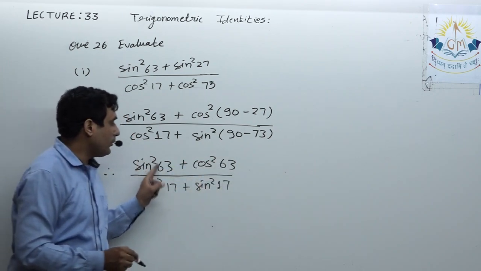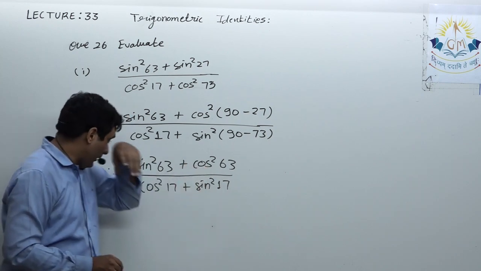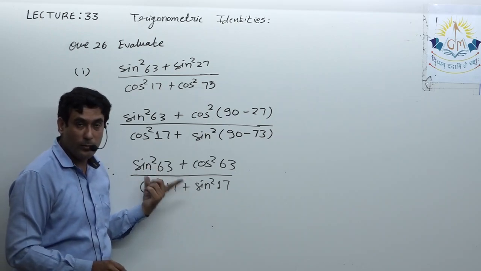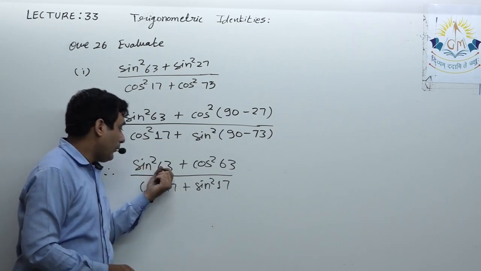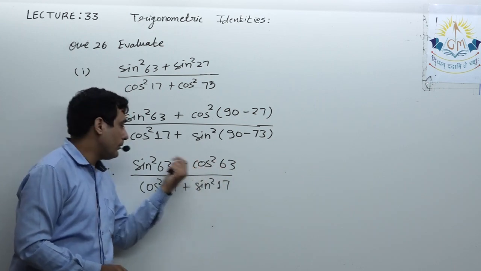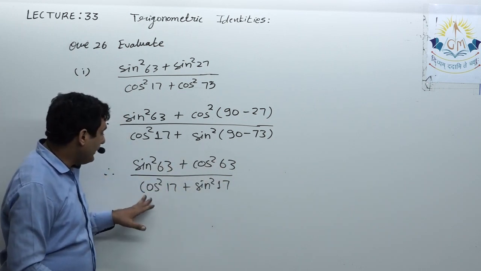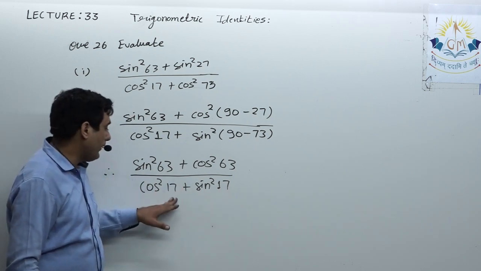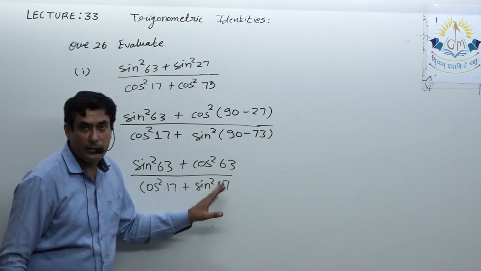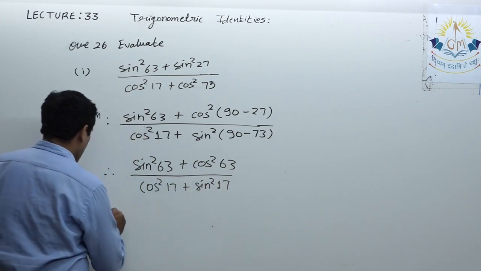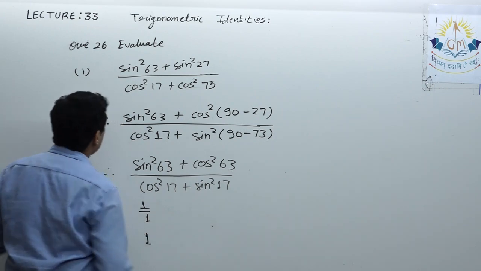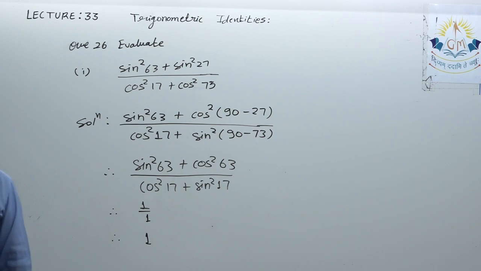Here we have sine square theta plus cos square theta, or sine square 63 plus cos square 63, is the same thing. When I say theta, it means I am talking about an angle. So here sine square angle, cos square angle, the angle is the same. So here the numerator is 1. Similarly in the denominator we have cos square of an angle plus sine square of that, that means their value is also 1. So here it is 1 upon 1, so the final answer is 1. Okay, so write down the next question.